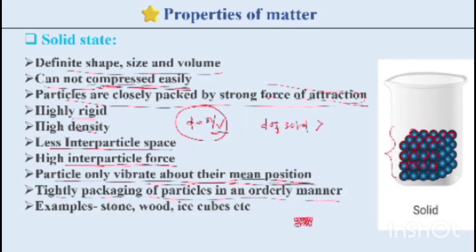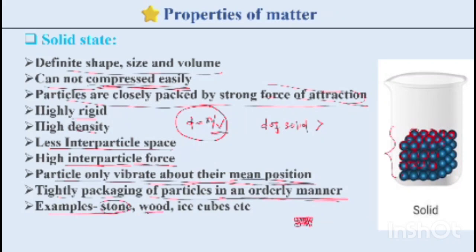Tight packing of particles in an orderly manner. You can see over here the particles are arranged in an ordered way. Why ordered? Because each and every particle attracts each other. They have a very strong force of attraction. If the attraction is more, then rigidity comes, and they are tightly bound with each other. That's why they have tight packing of particles in an orderly manner. There is a specific order of particles inside the solid state.